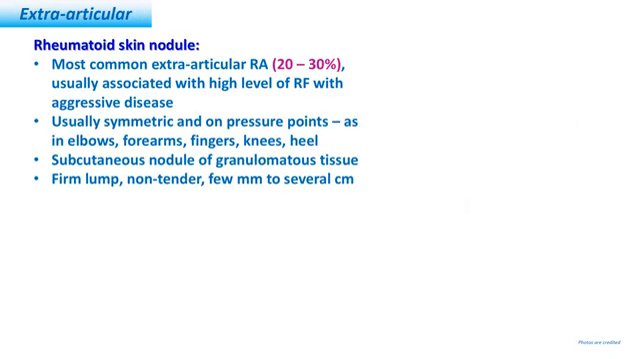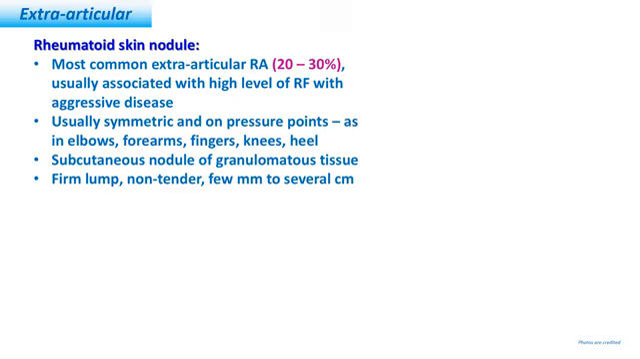Let us discuss the extra-articular manifestations of rheumatoid arthritis. First, we think about the rheumatoid skin nodule. The most common extra-articular RA change, in 20 to 30% of cases, is the skin nodule, usually associated with a high level of rheumatoid factor and an aggressive disease pattern, usually symmetric and on pressure points as in the elbow, forearm, fingers, knees and heel. It is a subcutaneous nodule of granulomatous tissue in origin.